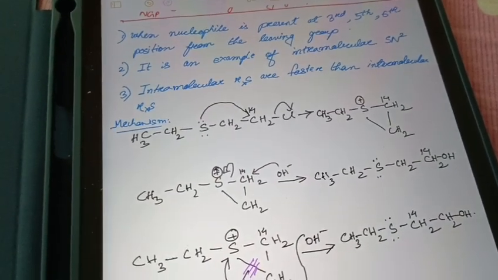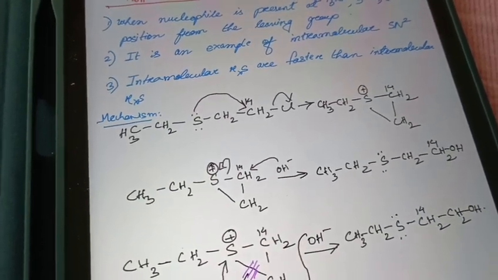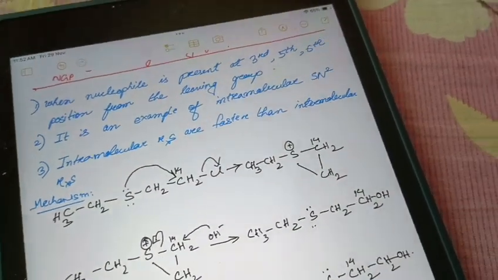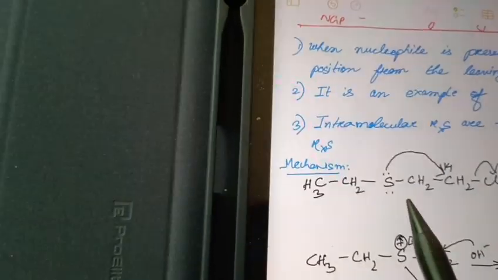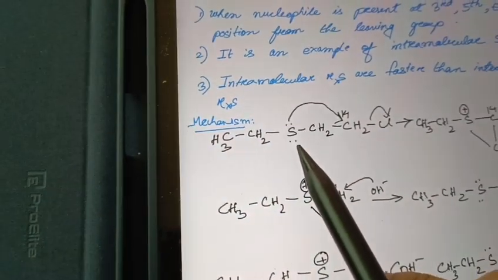SNngp. So NGP is neighboring group participation. Which one is the neighboring group? This sulfur is the neighboring group which is participating in this particular reaction.